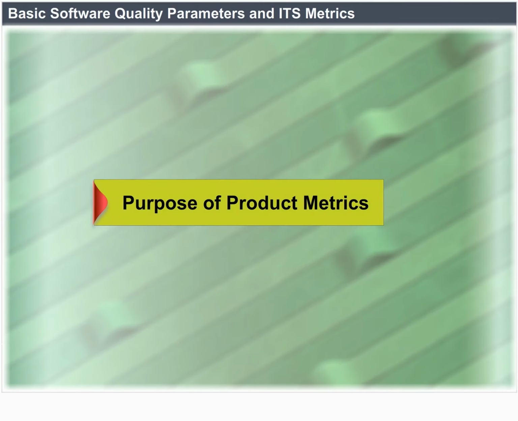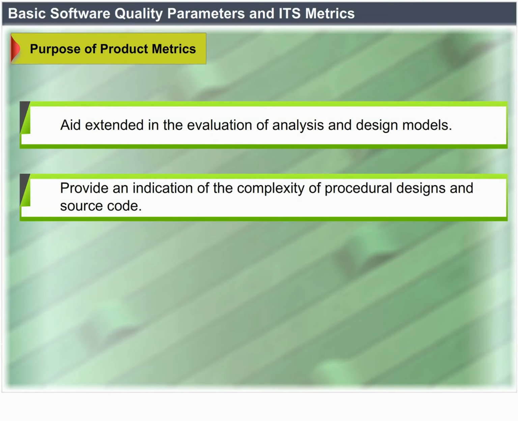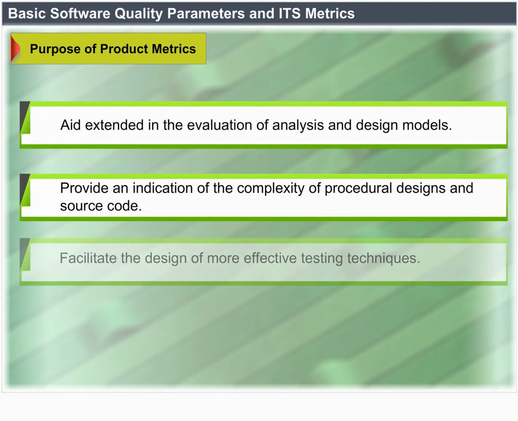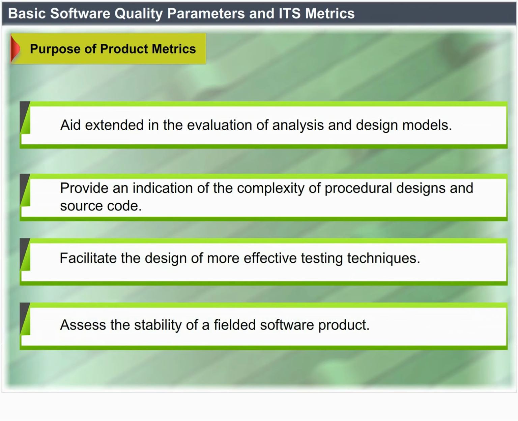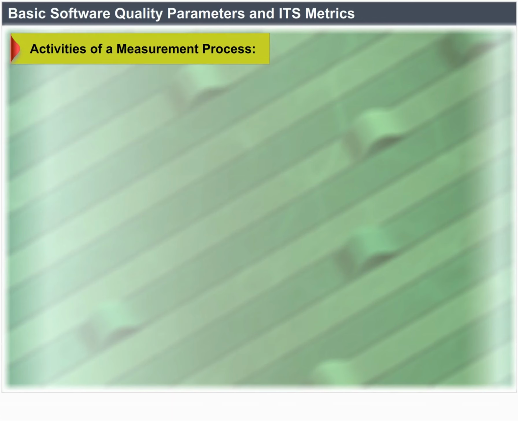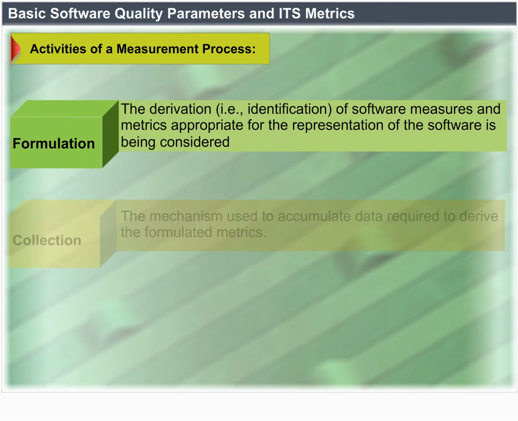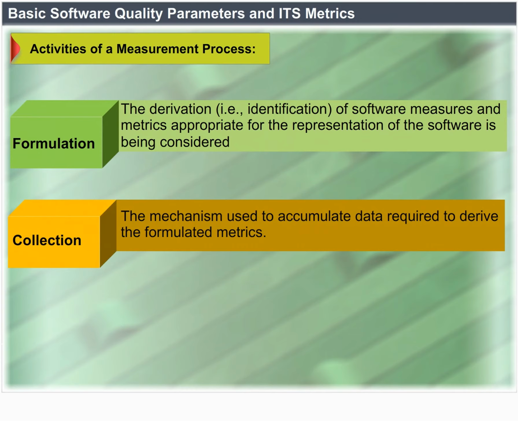Purpose of product metrics. Aid in the evaluation of analysis and design models, provide an indication of the complexity of procedural designs and source code, facilitate the design of more effective testing techniques, assess the stability of a fielded software product. Activities of a measurement process. Formulation. The derivation, that is, identification of software measures and metrics appropriate for the representation of the software that is being considered. Collection. The mechanism used to accumulate data required to derive the formulated metrics.